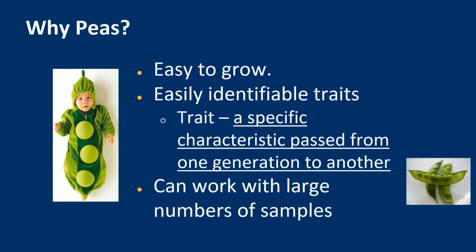So why did Mendel choose to study the garden peas? For one, they are easy to grow. He also noticed that garden peas do have easily identifiable traits. So when we say traits, these are specific characteristics passed from one generation to another. Mendel also chose the garden pea because with peas, he was able to work with large numbers of samples.